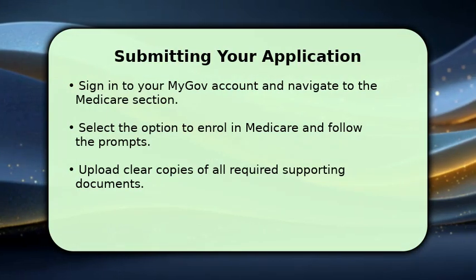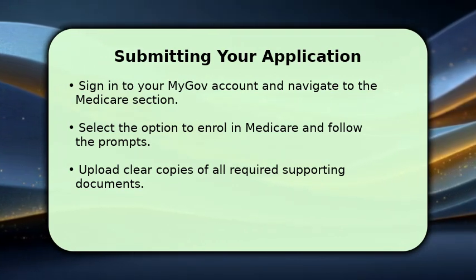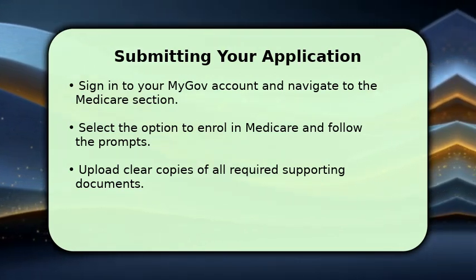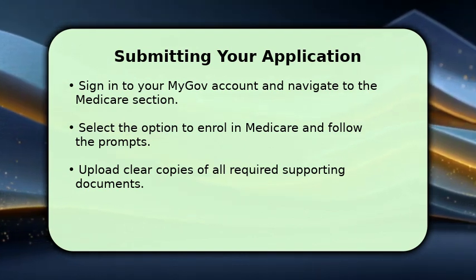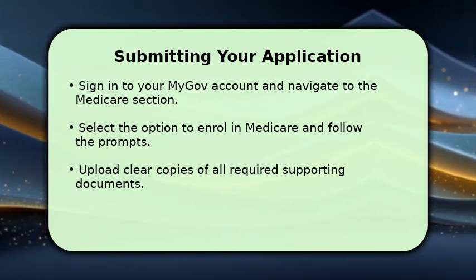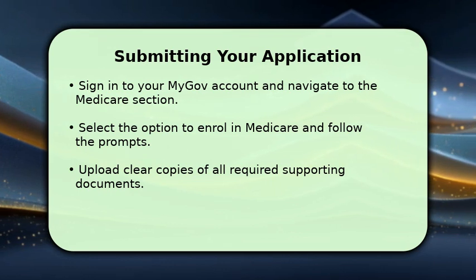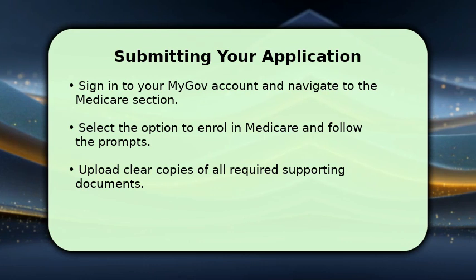Now, let's move on to the application itself. Sign into your MyGov account and select the Medicare service. Look for the Enroll in Medicare option and follow the step-by-step prompts. You will be asked to provide personal details and upload supporting documents, such as your passport, visa details, and proof of Australian residency. Make sure all uploaded documents are clear and legible.